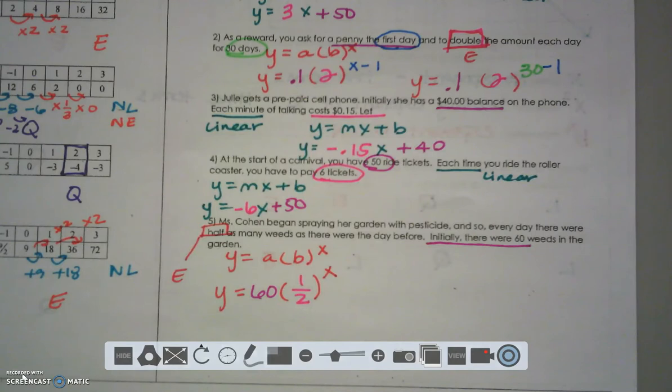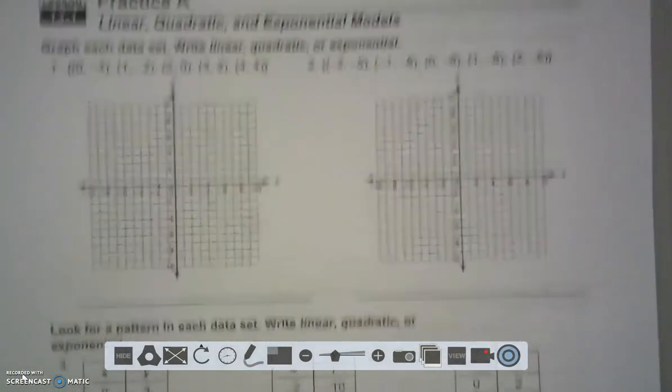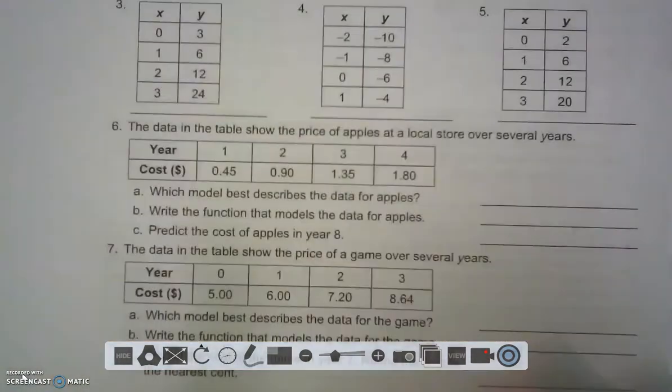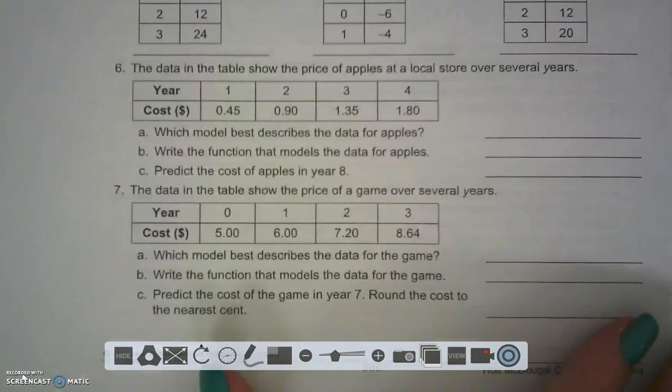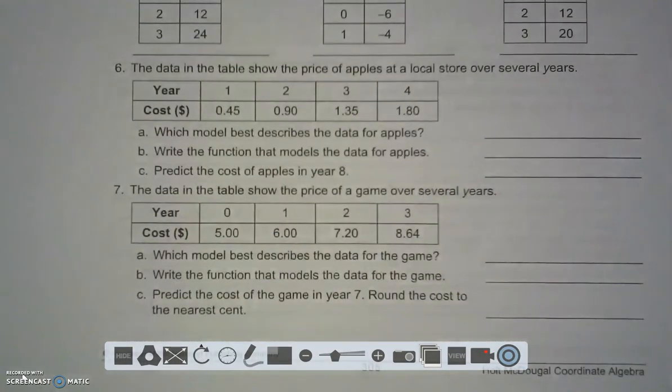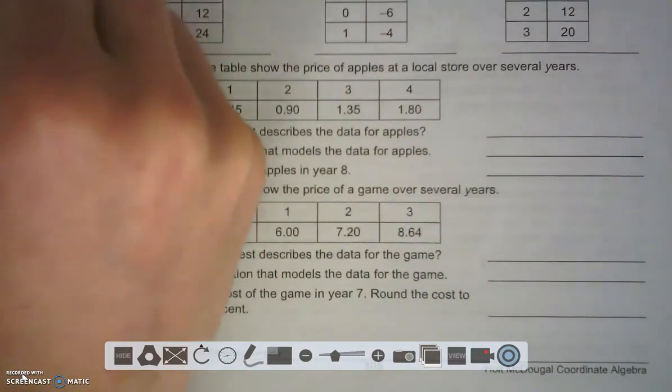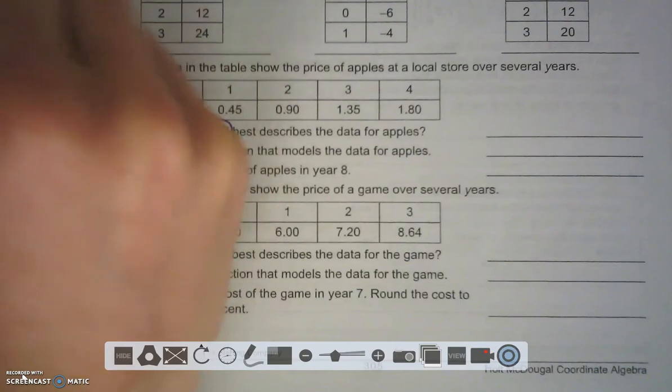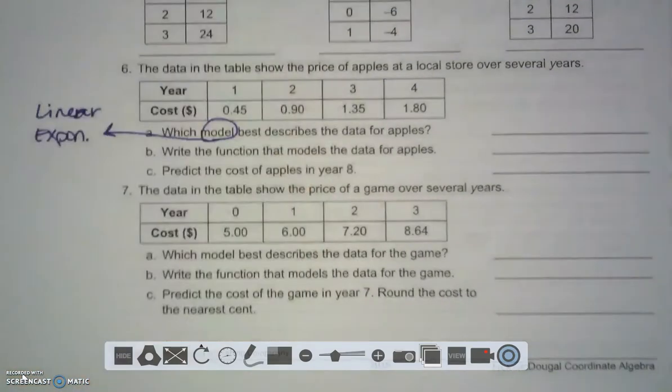Now those are from word problems. Let's take a minute and flip in our packet to find another example. This page is practice A on the top. So in practice A, we're going to scroll our eyes down to 6 and 7, and we're going to determine the best model. When it asks me for the best model, it's asking me to write a linear or exponential equation. Very rarely is it asking quadratic.